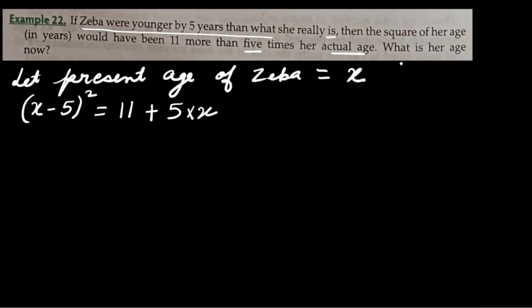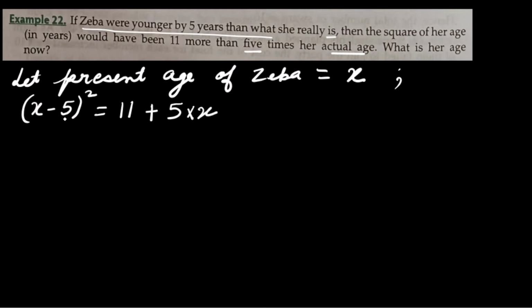So what they are telling, if we are talking about 5 years ago's age, then the square of that particular age is equal to what? 11 more than 5 times his present age, actual age. So we can just simplify this.